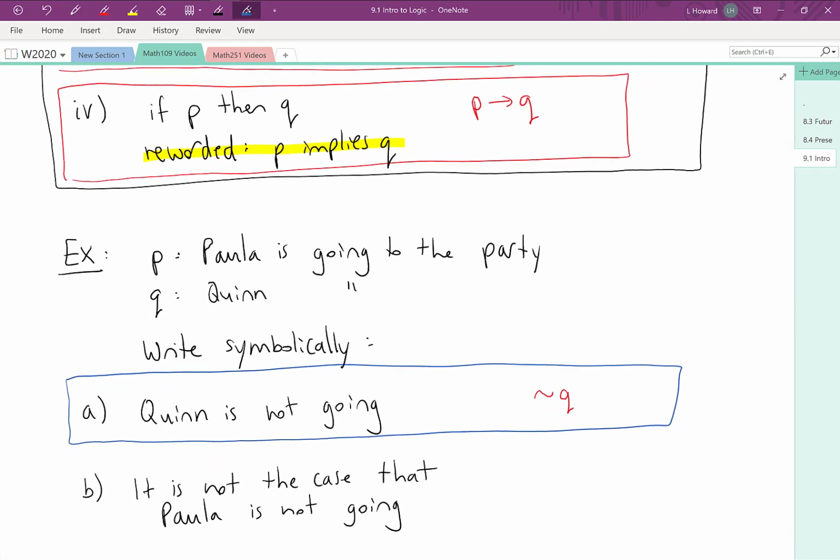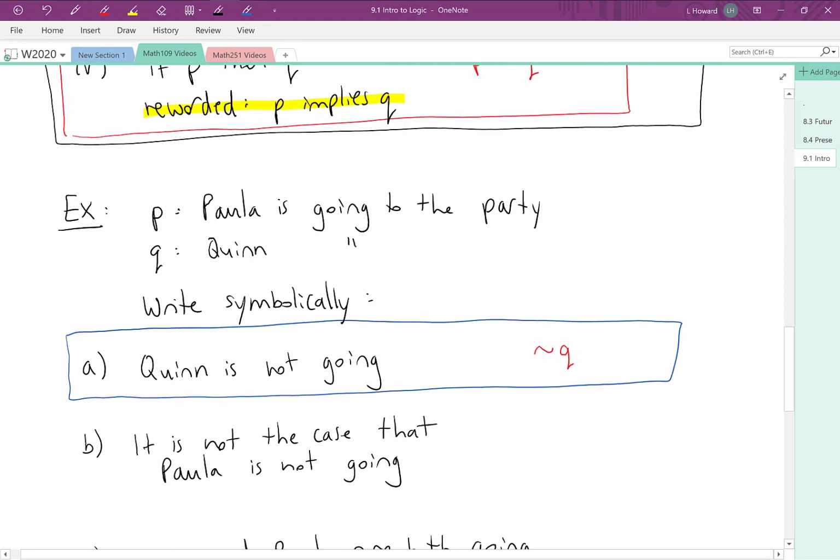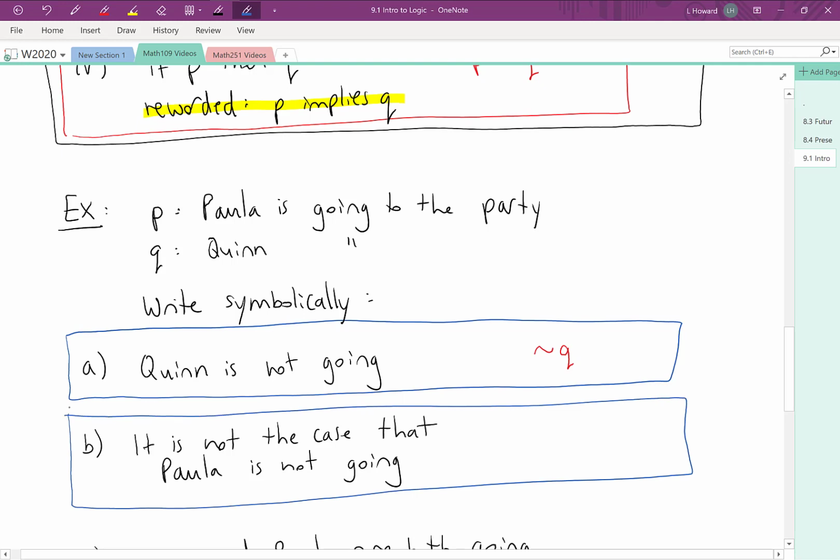All right, second statement here. It is not the case that Paula is not going. So that's a double negative. Not the case that Paula is not going, could be written like that. Alternatively, you could just say P, because a double negative is just taking us back to our original statement. So you could write not not P, or you could write P. If you write P, then you're saying Paula is going, which is just a rephrasing of that statement.